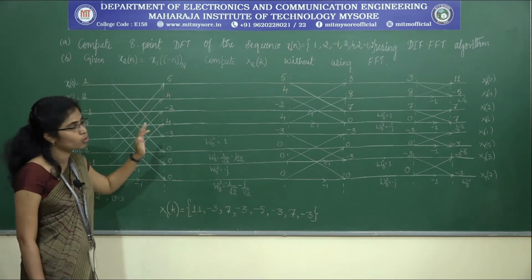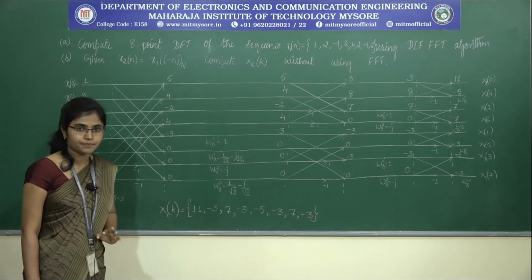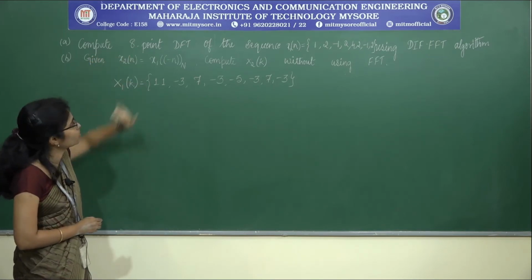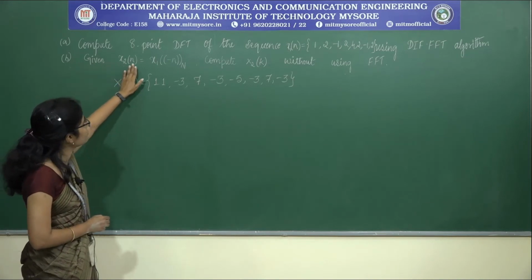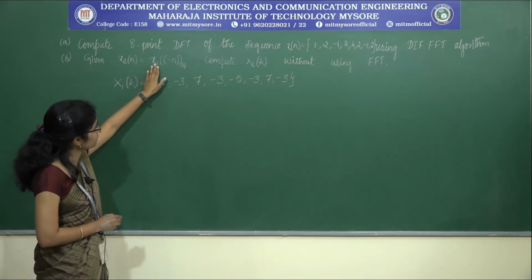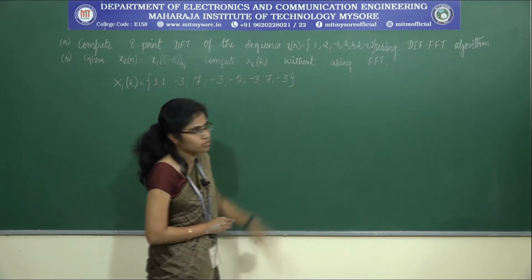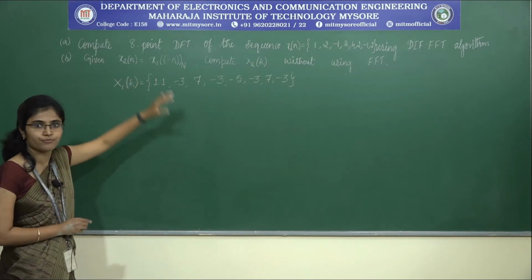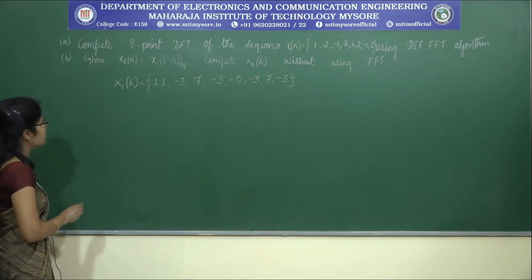Now, the second question is to compute x2 of k. So, let us see how to compute x2 of k with the help of this x1 of k. What I did in the beginning, we completed the first question, that is we found out the 8-point DFT. The second question is: given x2 of n is equal to x1 of minus n of n, compute x2 of k without using FFT. So for that I have written x1 of k, which we got from the first question, that is question number A.